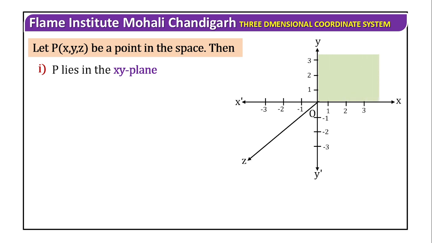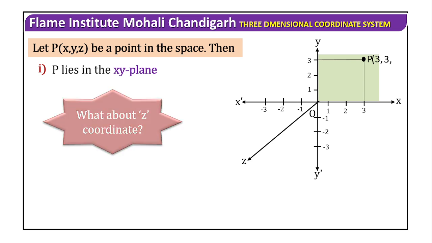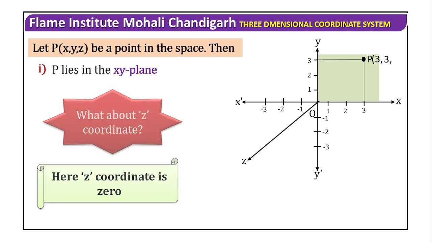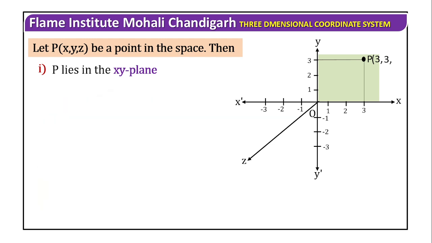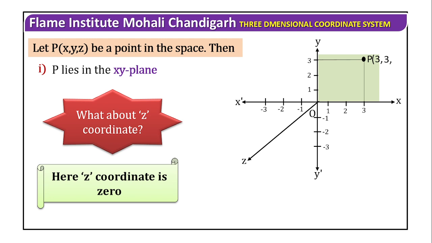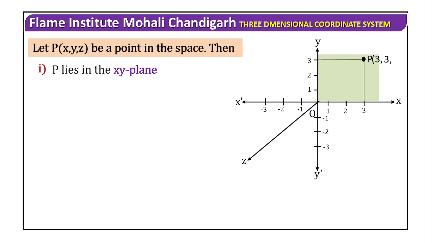Now, if P lies in the xy plane, which is this shaded area, just take the point P here, with x equal to 3 and y equal to 3. Now, what about the z-axis? Because we are doing the three-dimensional coordinate system. The z coordinate is obviously 0. If we have the xy plane and the values of x and y only, then the z coordinate in the three-dimensional coordinate system is 0.